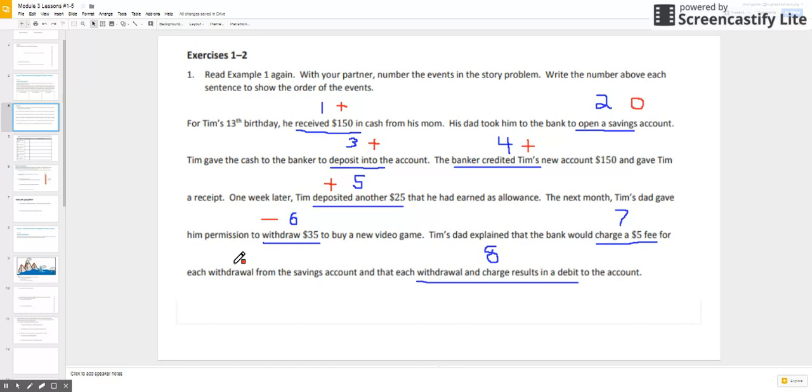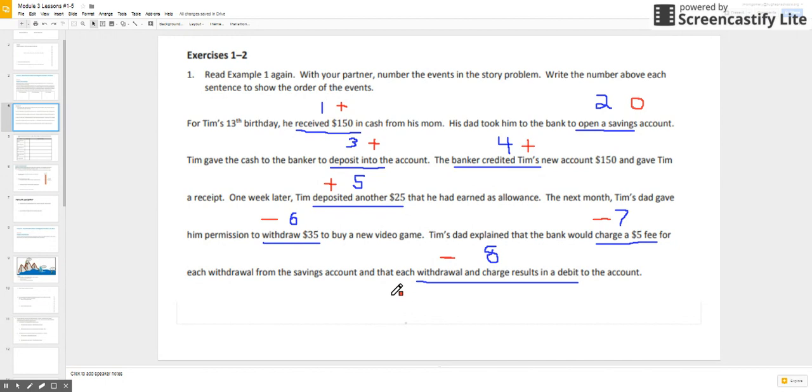When you withdraw money from your account, the money is being taken out of your account, which is a negative activity to your account. If we continue going on here, we have a charge of a $5 fee. Once again, the charge of $5, if you get charged something, that is a negative situation. You are losing money, and so that's a negative situation. So that has a negative effect. And if we look down at the last part, the withdraw and charge as a result of the debit, the withdrawal, once again, is a negative situation, something that's being negative to your account.